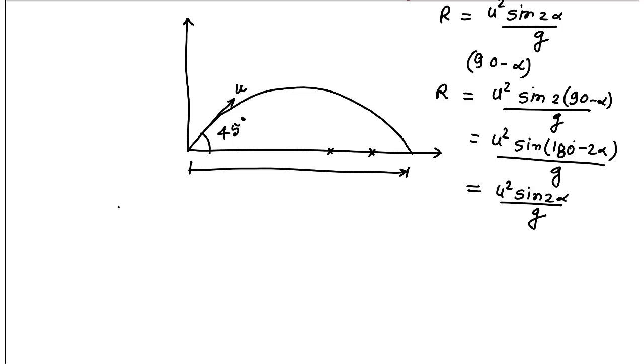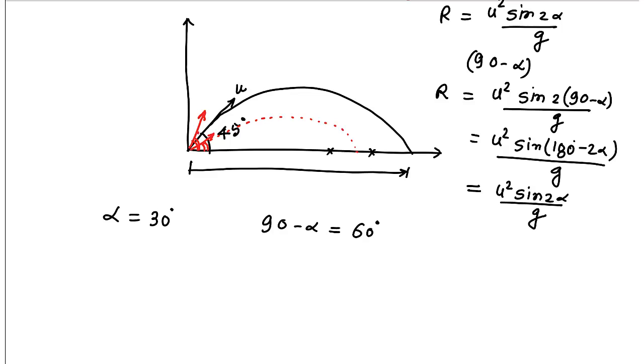For example, if I take alpha equal to 30 degree, then what will be the value of 90 minus alpha? 90 minus alpha will be 60 degree. This means if I throw a projectile either at an angle of 30 degree or at an angle of 60 degree, in both cases range will be same. And this I can show in this diagram. So let's say I am throwing a projectile at an angle of 30 degree, in this case this is the range. Now the same, if I throw at an angle of 60 degree, so this is 30 degree, this is 60 degree.